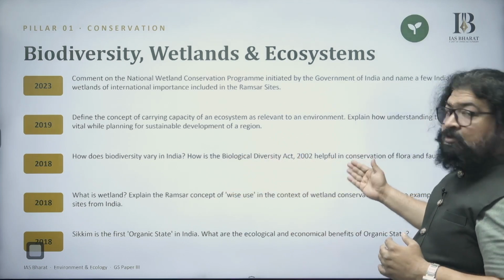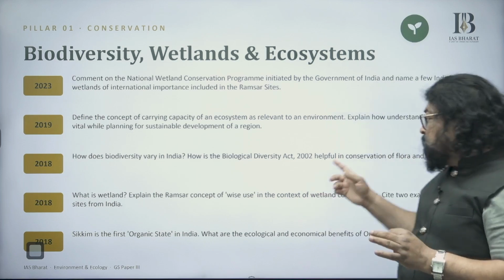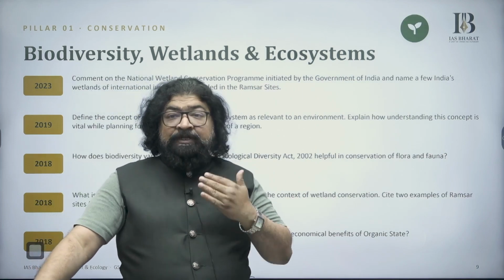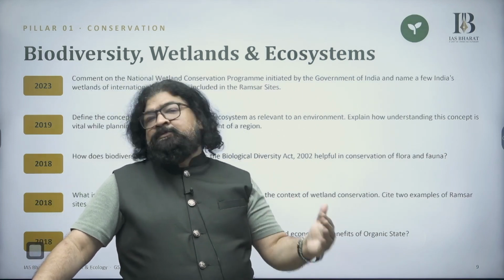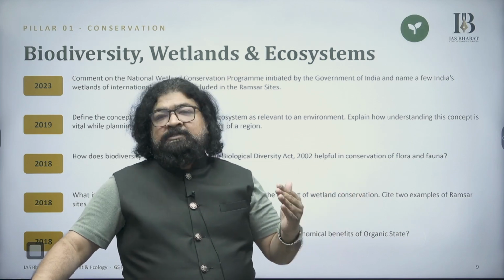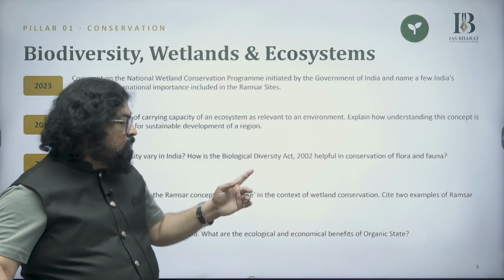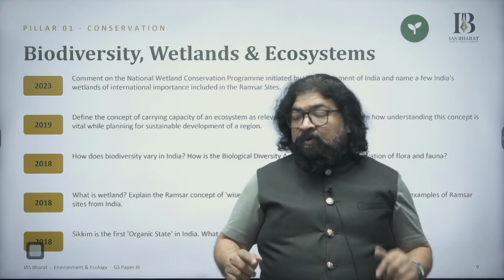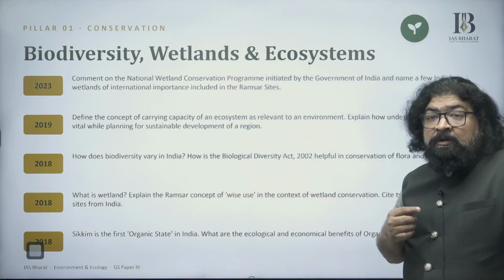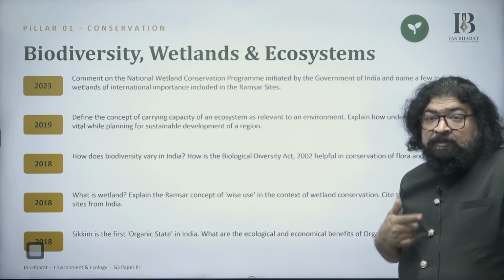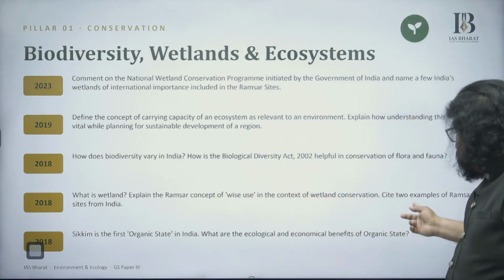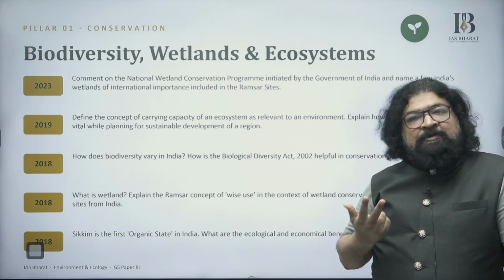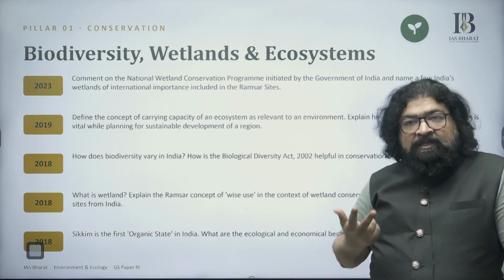How is the Biodiversity Act, BD Act 2002, helpful in conservation of flora and fauna? What is the role of the law, Biodiversity Act 2002, in conservation and management of flora and fauna, plants and animals, right, the biodiversity of the country? Then you can see here the 2018 question, what is wetland? Again, a wetland question has been asked. What is wetland? Explain the Ramsar concept of wise use, sustainable use of wetlands. Direct question there. And then cite 2 examples of Ramsar sites. So out of the total number of Ramsar sites, you have to only give 2 examples, that is, a wetland of international importance.